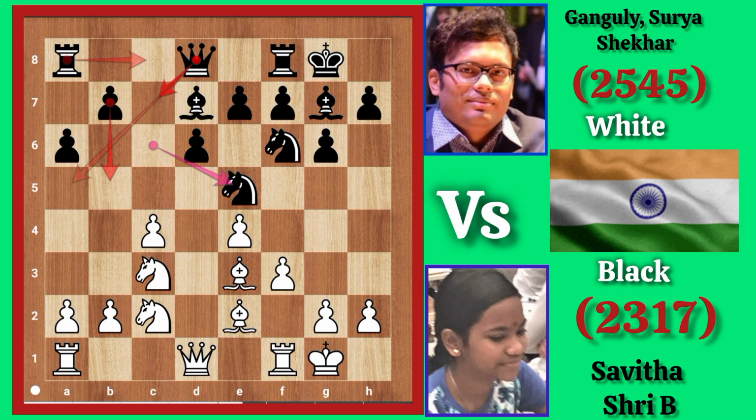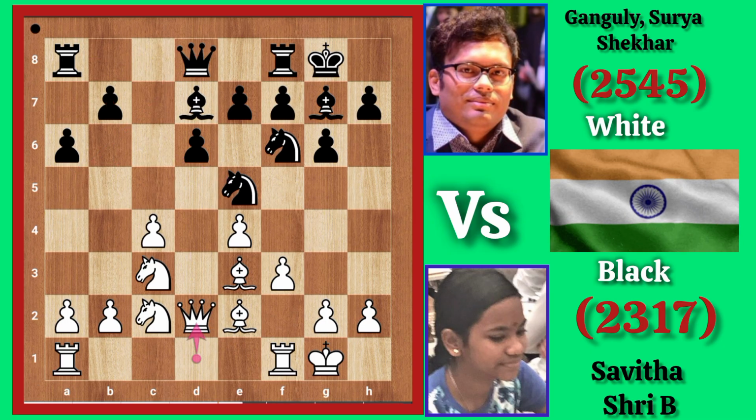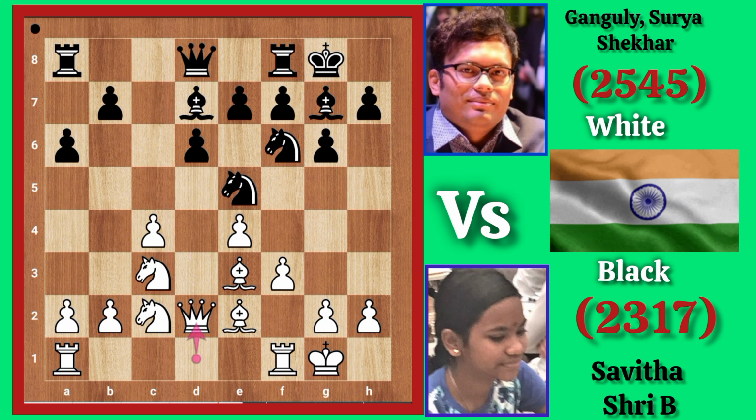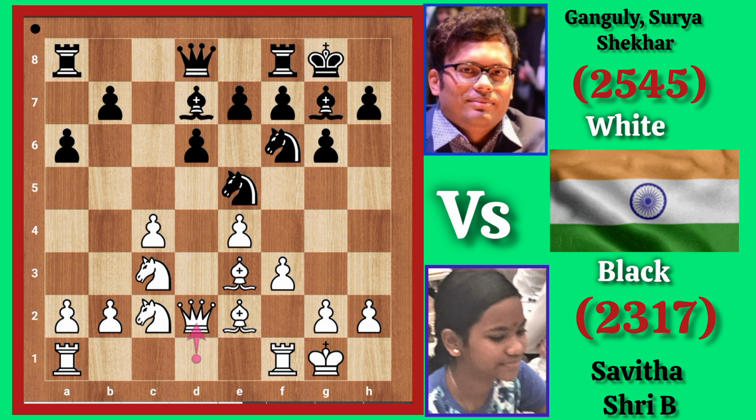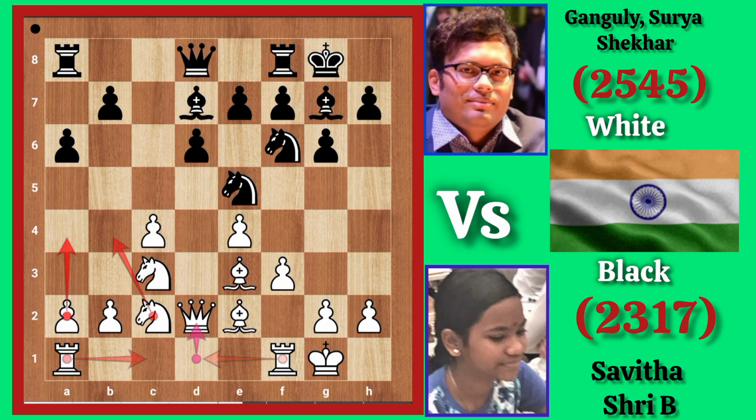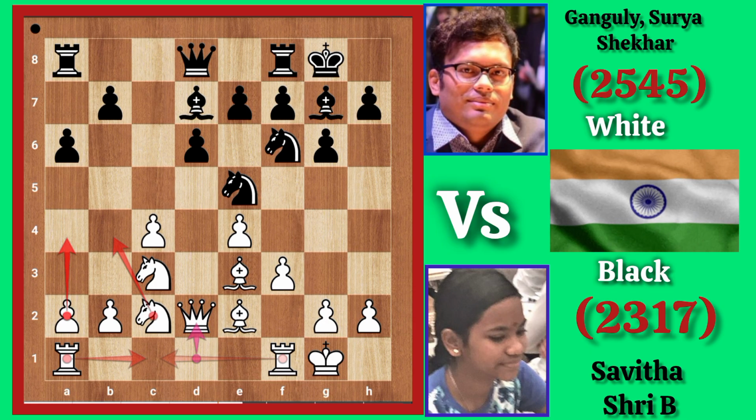12. Queen d2. White connects the rooks and eyes the h6 square for a future bishop trade. However, the computer points out 12. c5 as a missed opportunity to break Black's structure apart before they can organize.